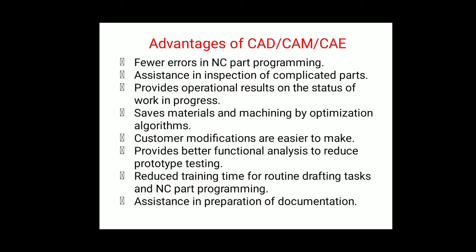The next advantage is fewer errors in NC part programming. We use CAM for making the part programming, so errors reduce. Assistance in inspection of complicated parts: in CAD CAM CAE software, we get some assistance for checking and inspecting complex parts. It provides operational results on the status of the work in progress. During analysis, they provide operational results on the screen, so it is understood for the next manufacturing purposes. So we can easily analyze whether it is going correct or wrong.